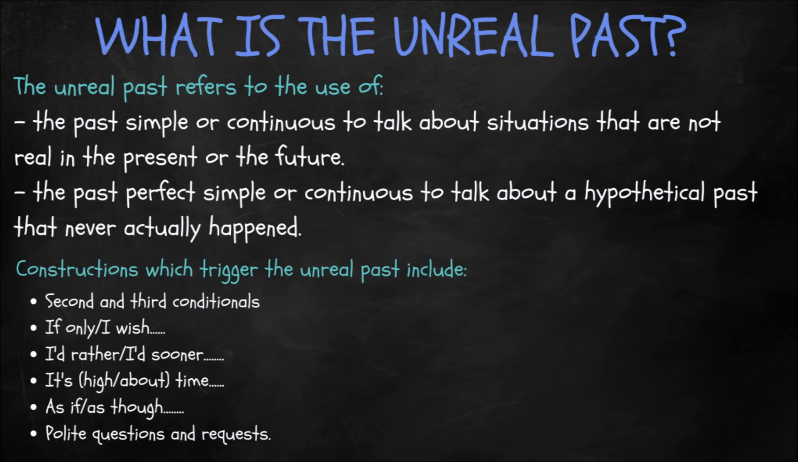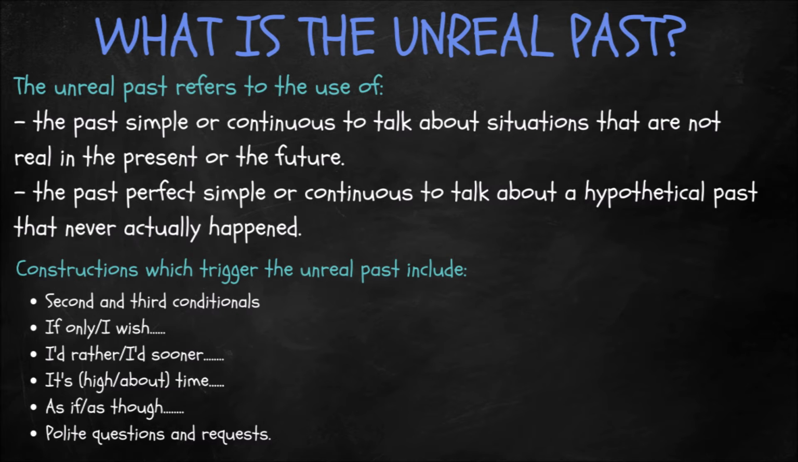What do you do then when you want to speculate about the past, which never happened? Well, you're going to have to go back one step with that as well. So with the present, you go back to the past. And if you want to speculate about the past, then you use the past perfect simple or the past perfect continuous. We use the past perfect simple or continuous to talk about a hypothetical past that never actually happened.